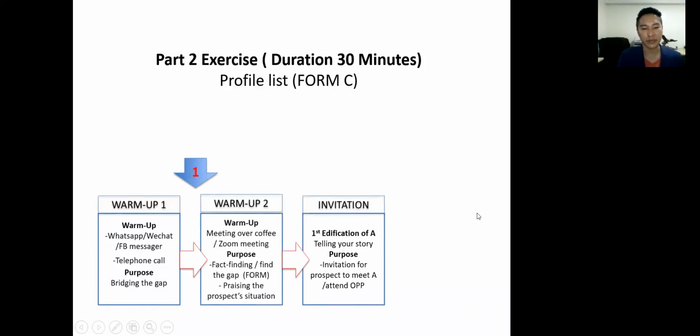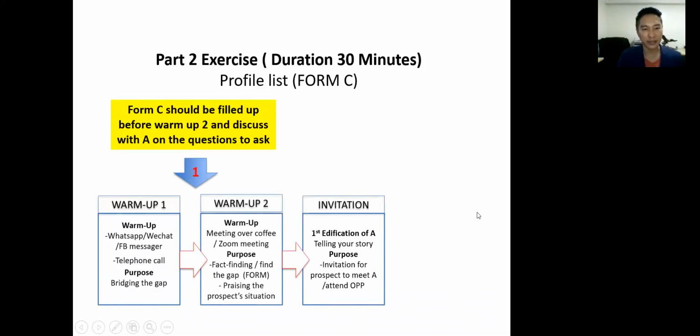So warm up 1, warm up 2, and invitation. Here you can see number 1: Form C should be filled up before warm up 2, and discuss with A on the questions to ask. Maybe you're meeting the person over coffee, and there might be some questions that you may need to remind yourself to ask because you want to find out more information. So you can always discuss with your A.